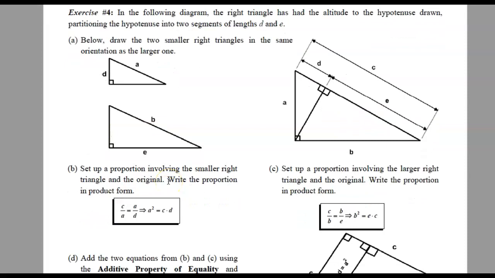To set up a proportion, we can say that C over A, which is big hypotenuse over small hypotenuse, is equal to A over D, which is large triangle short leg over small triangle short leg. That would give me a cross product of A squared equals C times D. We can do the same thing with the larger right triangle. Hypotenuse B and hypotenuse C go together, and long leg B and long leg E go together. So B squared would equal C times E.